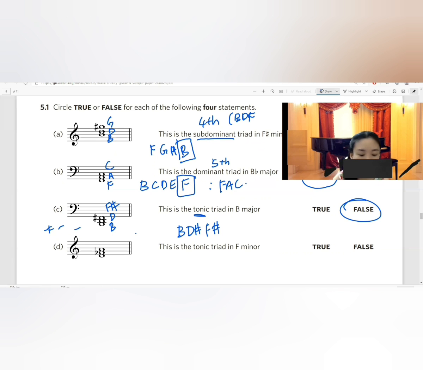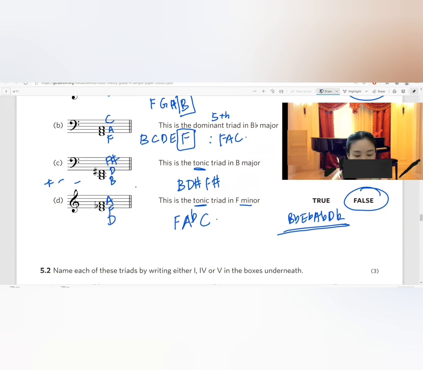This is false. This is a tonic triad, which means start with F, F minor. It should have 4 flats: B flat, E flat, A flat, and D flat. So F, A flat, and C. You should have F, A flat, and C. But over here you got D, F, A. So this is false. This is wrong. Let's move on to the next question.